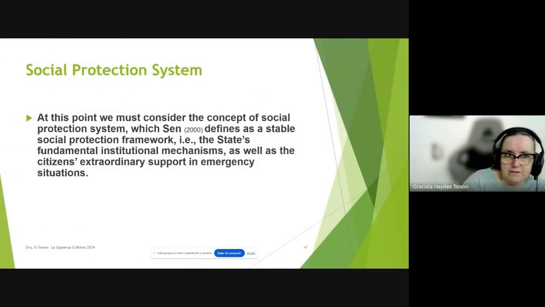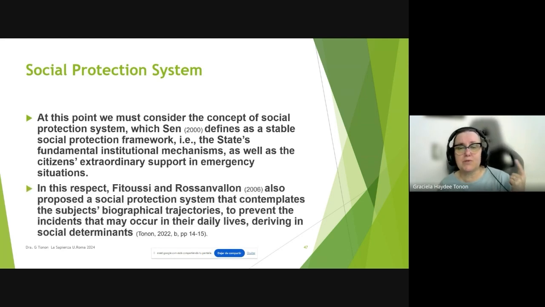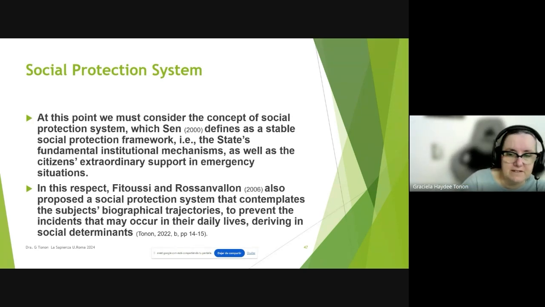So we will return to Sen, because Sen has a definition of the concept of social protection system. For Sen, the social protection system is a stable social protection framework, the state's fundamental institutional mechanism, as well as the citizens' extraordinary support in emergency situations. In this respect, Fitoussi and Rosanvallon, whom we previously spoke about, also propose a social protection system, but say that it's necessary to contemplate the subjects' biographical trajectories, to prevent the incidents that may occur in their daily lives, deriving in social determinants of the life of the people.